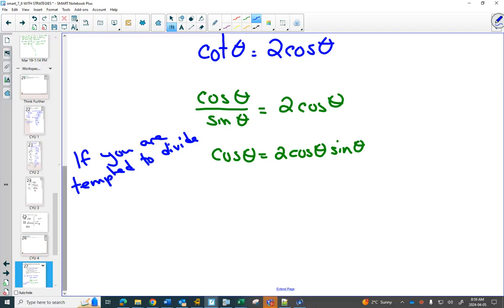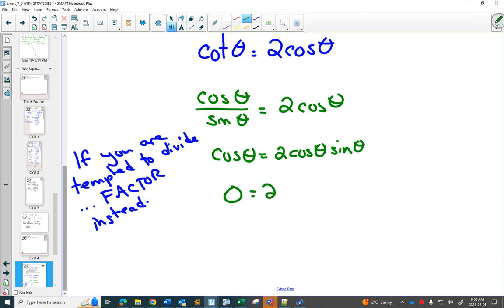Why does it lose you a mark? Because if you're tempted to divide, it might be that cos theta equals 0 is a solution. Can you see if cos is 0, this side is 0? And if cos theta is 0 on this side is 0? Is 0 equal to 0? Yes. And if you divide by cos theta, you accidentally divided by 0 without knowing it. And you're not allowed to divide by 0. So if you are tempted to divide, factor instead.